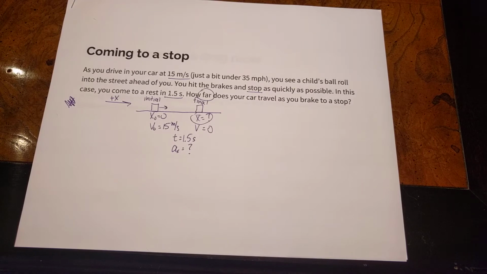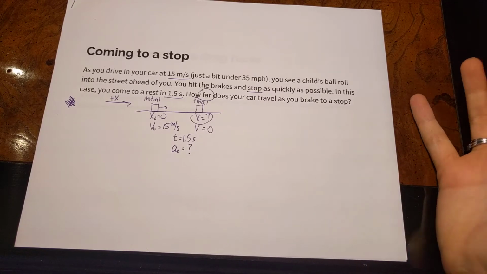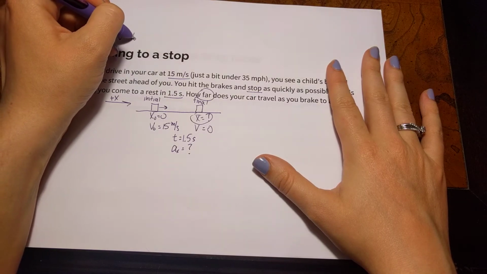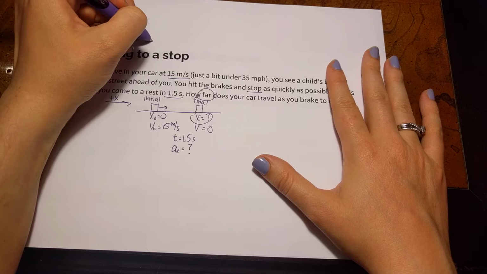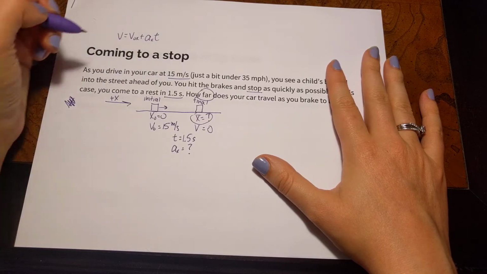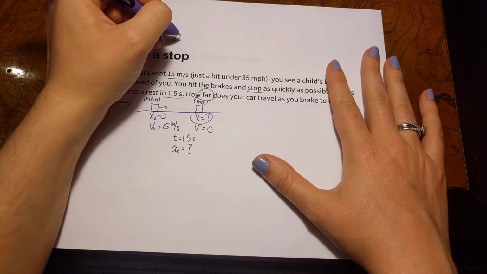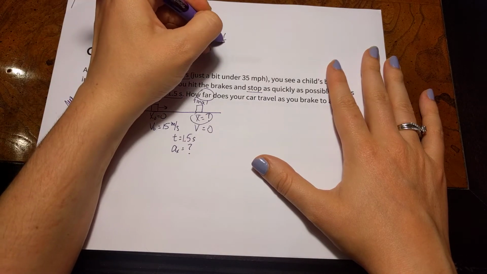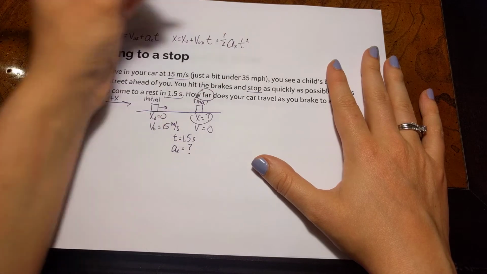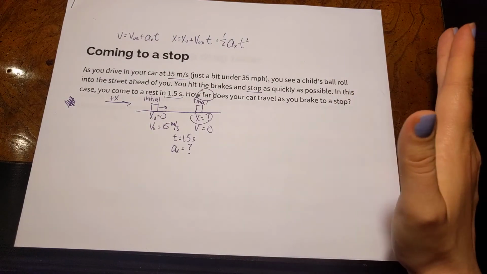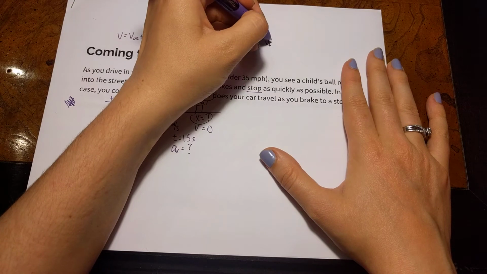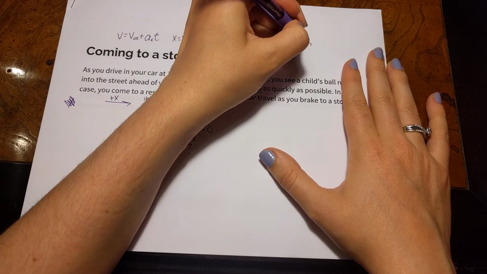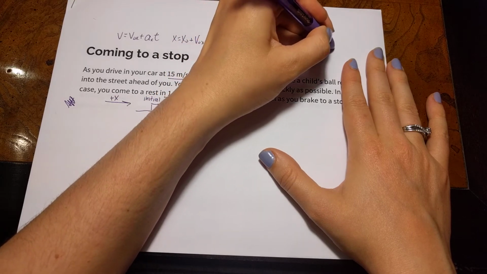All right, so looking at this, we have 3 kinematic equations to choose from, right? So we've got our velocity equation. So our final velocity is equal to our initial velocity plus acceleration multiplied by time. We've got our position equation that states our final position is our initial position plus our initial velocity times time, plus 1/2 times our acceleration multiplied by time squared. And then we have our no time equation that says our final velocity squared is equal to our initial velocity squared plus 2 times our acceleration multiplied by our displacement.